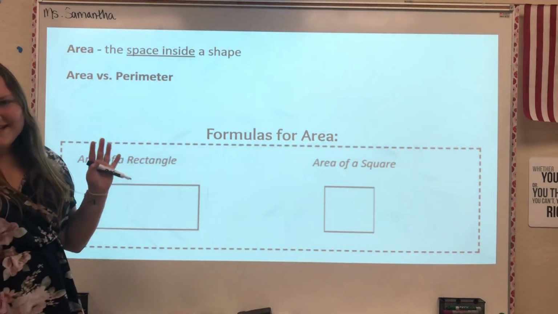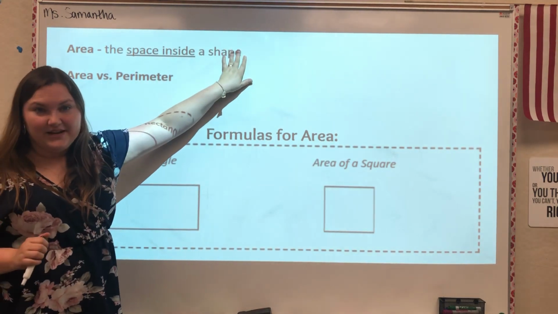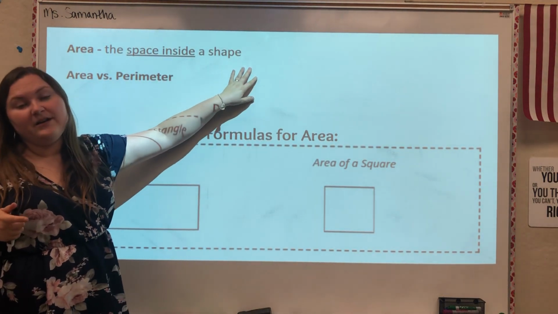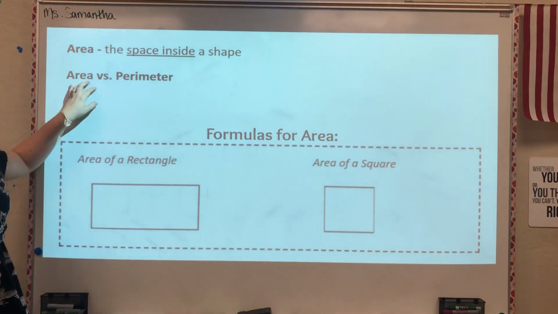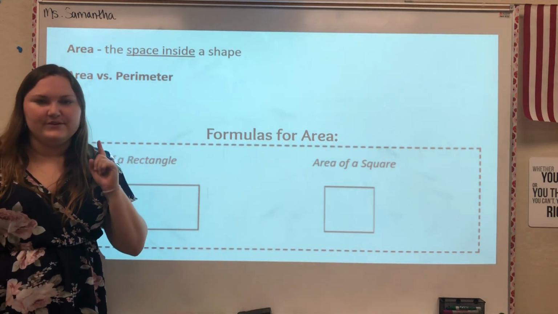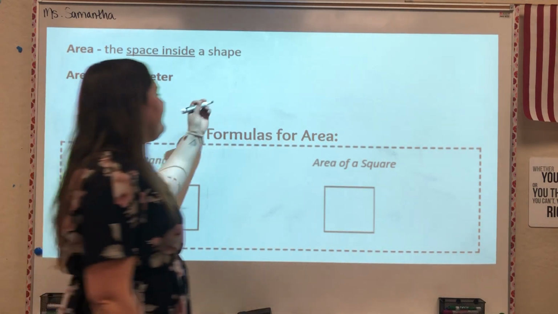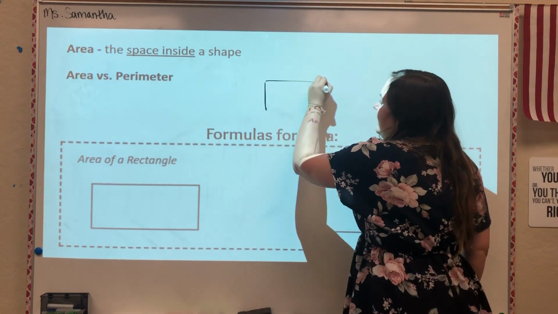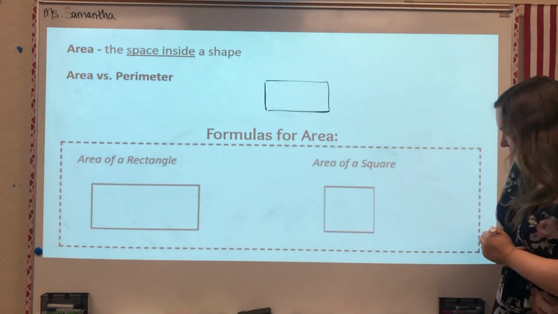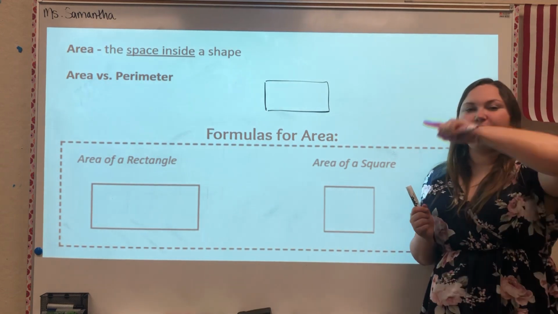So to summarize all the stuff we've said, area is the space inside a shape. Now I had mentioned perimeter, and once students see perimeter and area in a math class, it's easy for some students to start confusing them. So I just want to real quick summarize the difference between the two. If you were talking about a shape, like this rectangle, the perimeter, we said, is the distance around the shape.